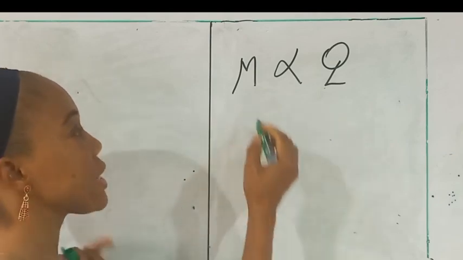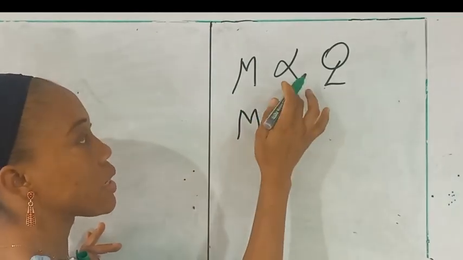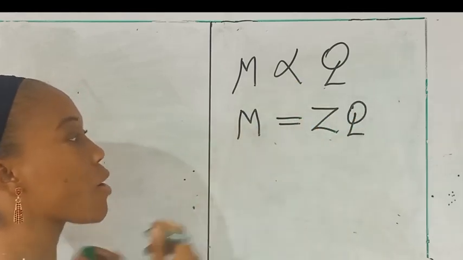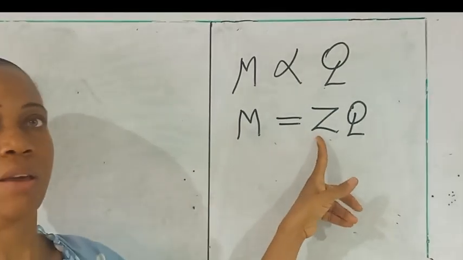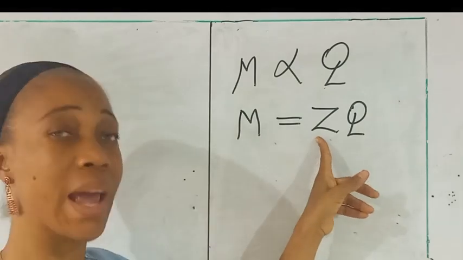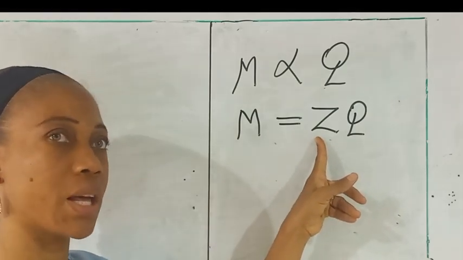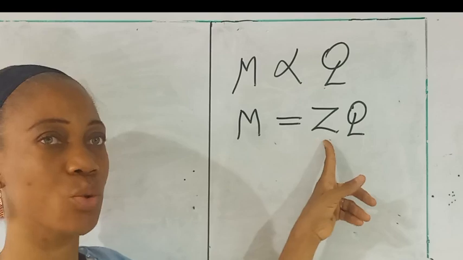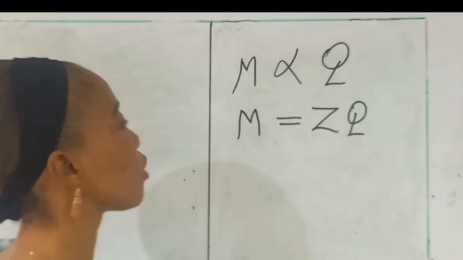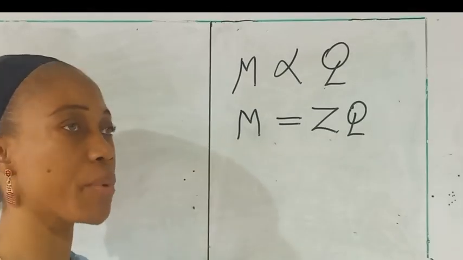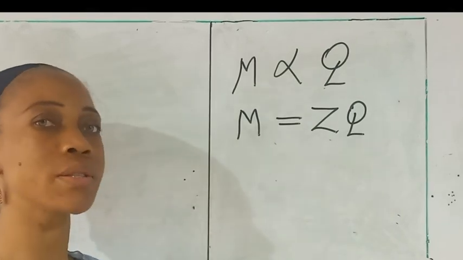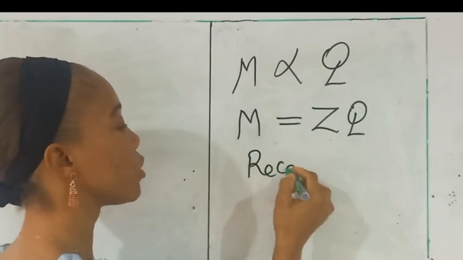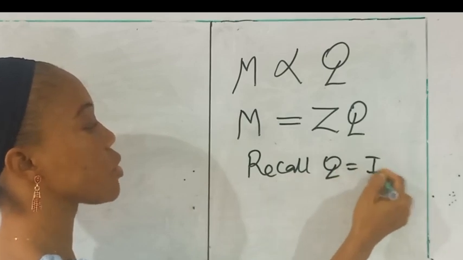Now, in mathematics, if we have mass proportional and we change this to equal to, there must be a constant. That constant is Z in physics, and we call it the electrochemical equivalent. Z is the electrochemical equivalent. It's constant and it will be given. So from Faraday's first law, the mass of a substance deposited or liberated is directly proportional to the quantity of electricity passing through it. And recall that Q is equal to IT.